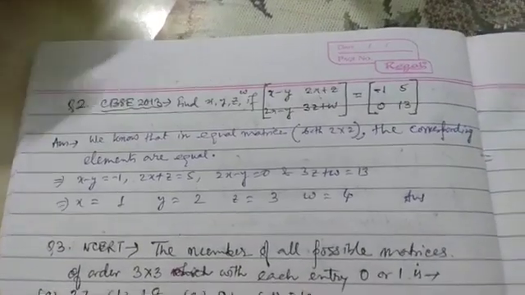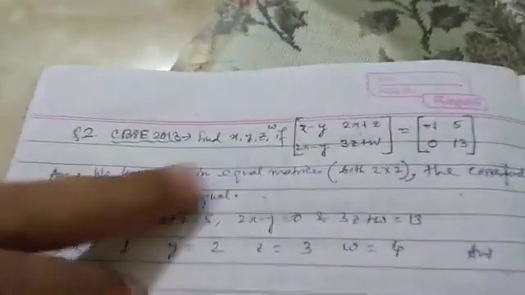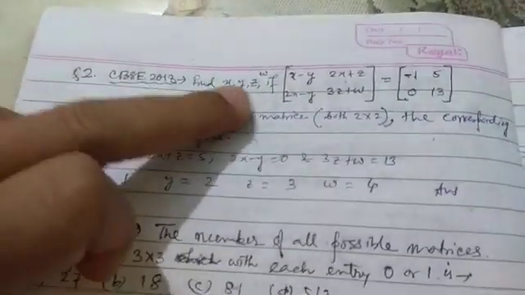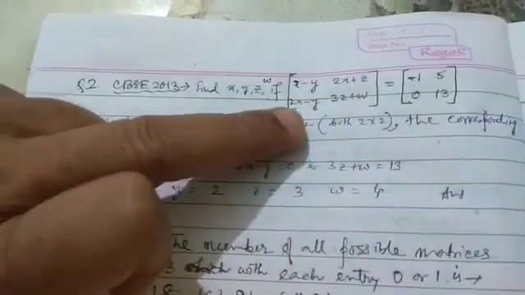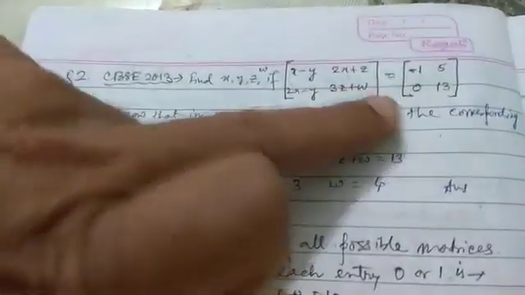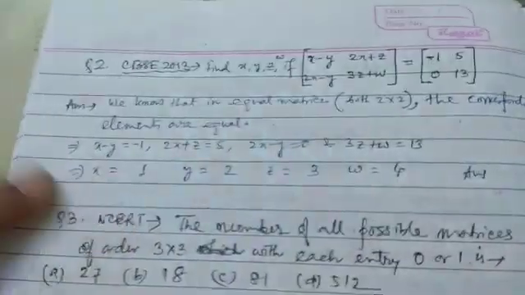Now next, question number 2, I am discussing. I have picked up this question from CBSE 2013. Find x, y, z, w if this is given. This is the A11 position, A12 position, 21 position, 22 position. And this matrix minus 1, 5, 0, 13 is given.